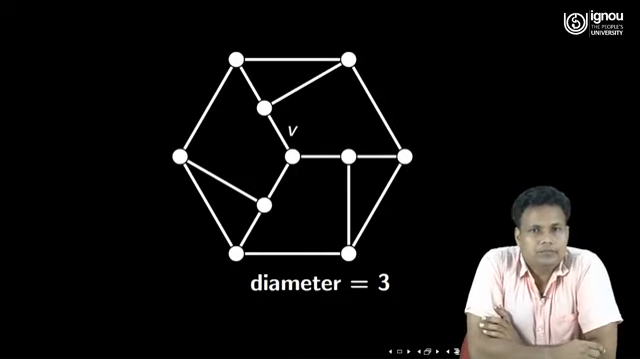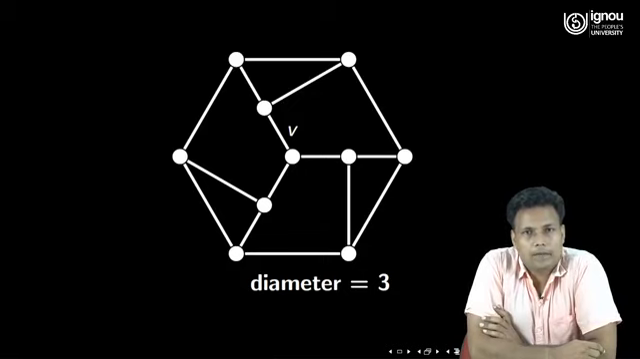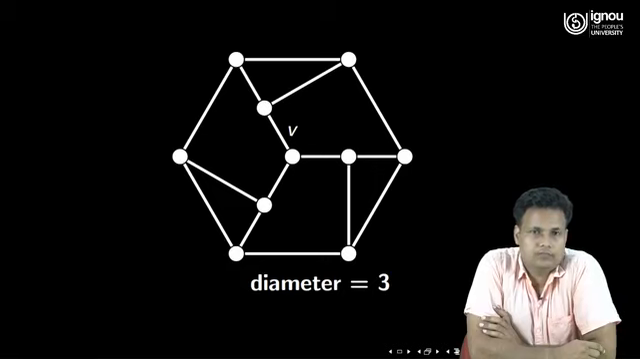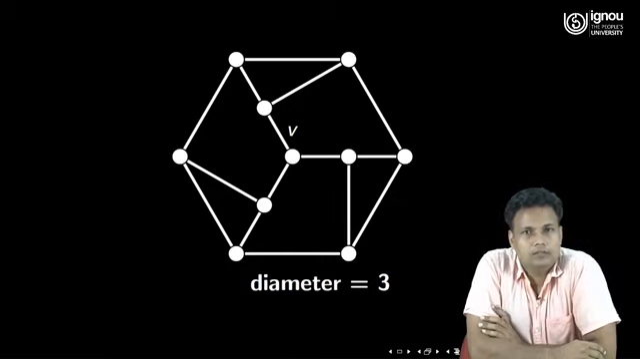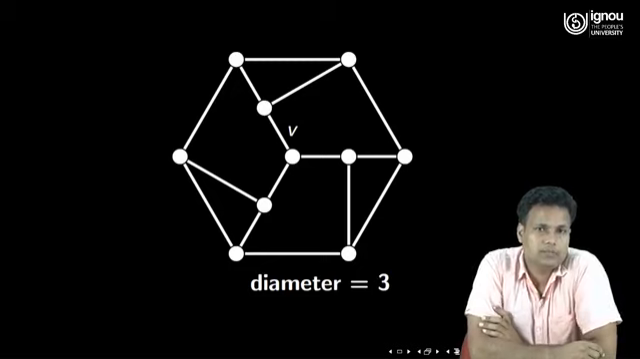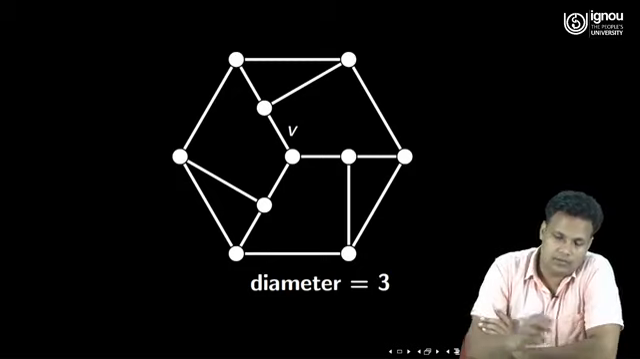Now look at this graph. You can see that the vertex V is at most at a distance of 2 from each vertex, and any two vertices which lie on the outer cycle are at most at a distance of 3, and therefore this graph has diameter 3. 3 is the maximum distance between any two vertices in this graph.